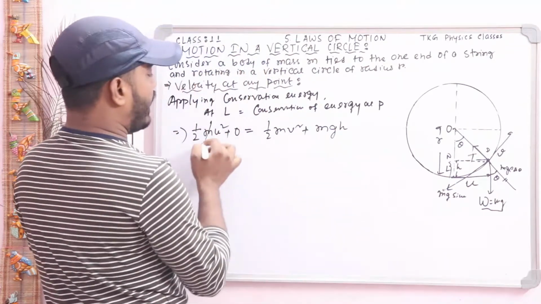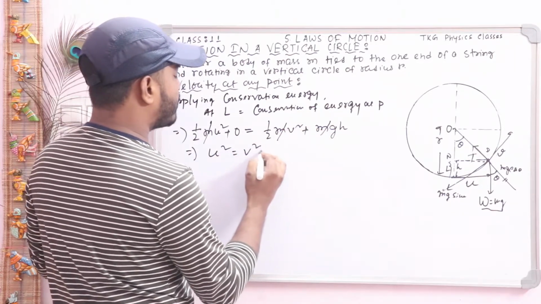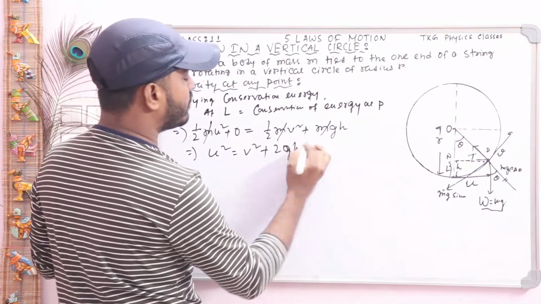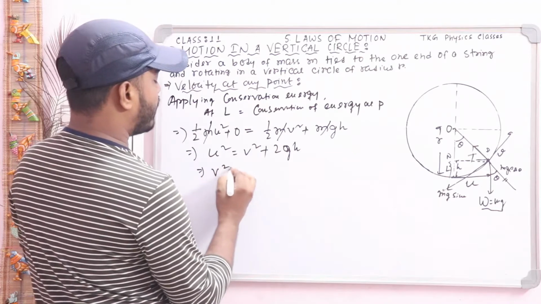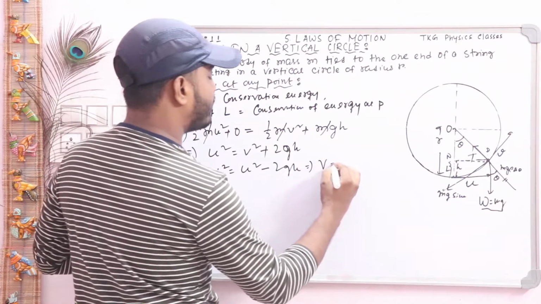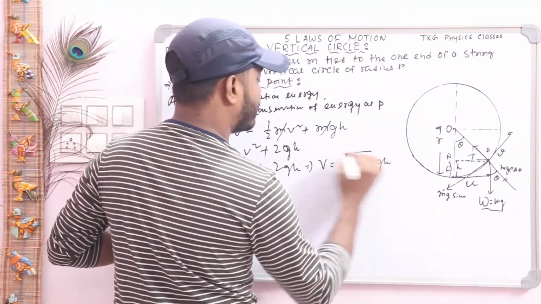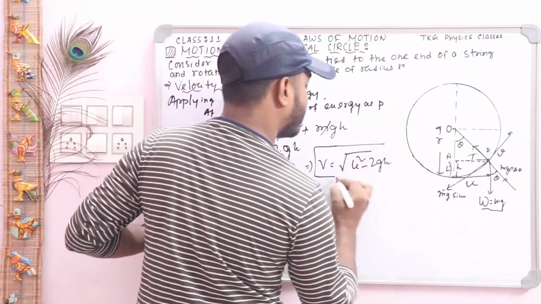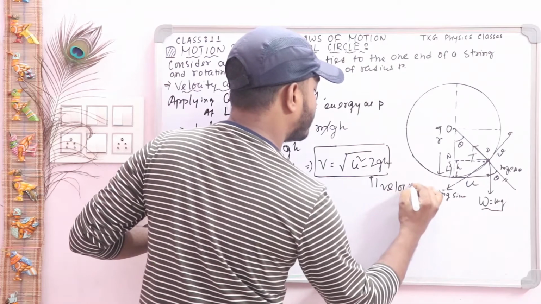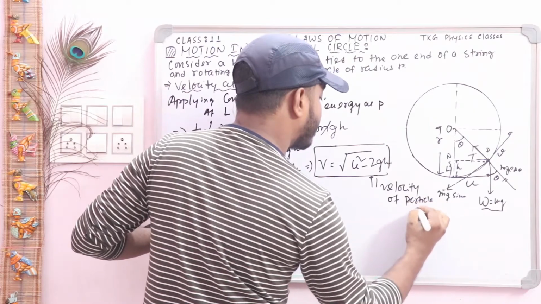So you see, m cancels, this one is u square, that is equal to v square, plus, there is half, so this value will be 2gh, that is v square is equal to u square minus 2gh. Therefore you can write v is equal to root under u square minus 2gh. So this is our first derivation. This is the expression of velocity of the particle, or you can say of the body, at any point.